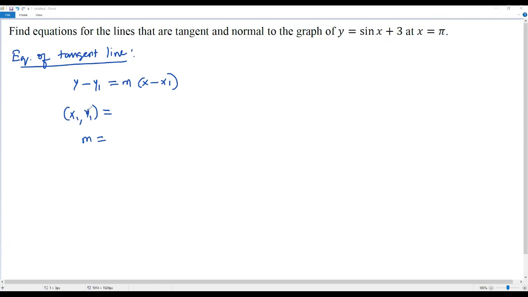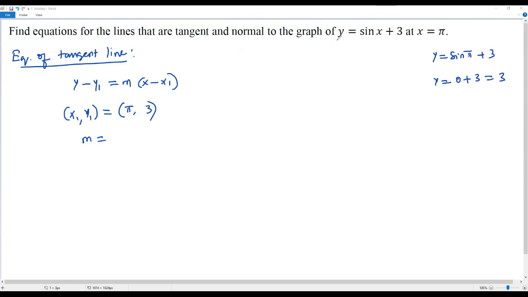To get the value of y1 at the point, we have to plug x equals pi into the given function. Then y equals sin pi plus 3. We know that the value of sin pi is 0, so 0 plus 3 is equal to 3. Now I have the y coordinate of the point where we draw the tangent line. So x1 is pi and y1 is 3.